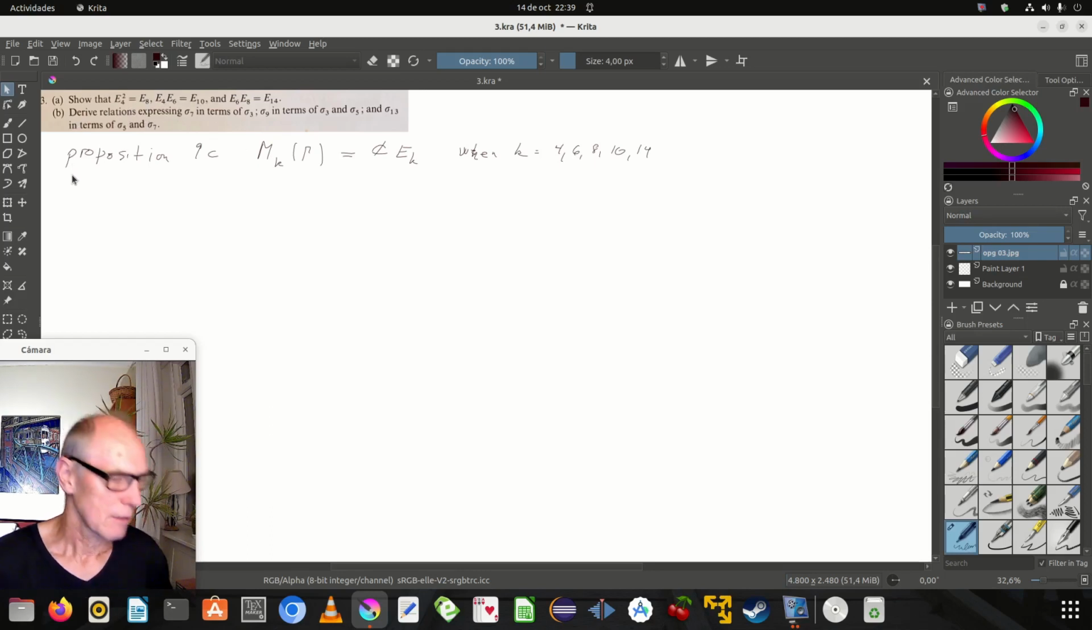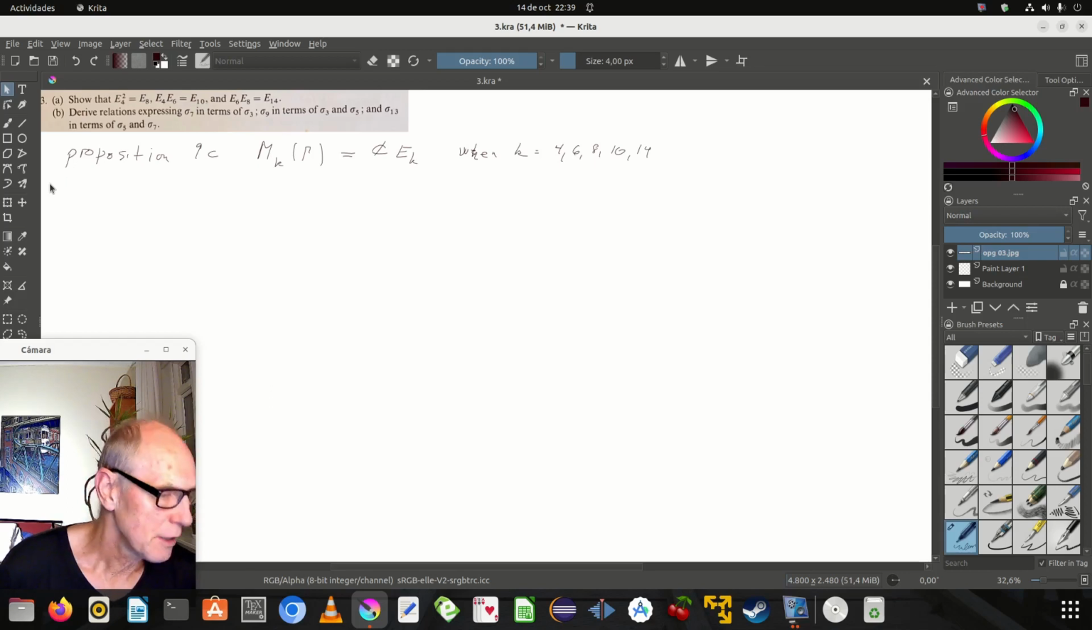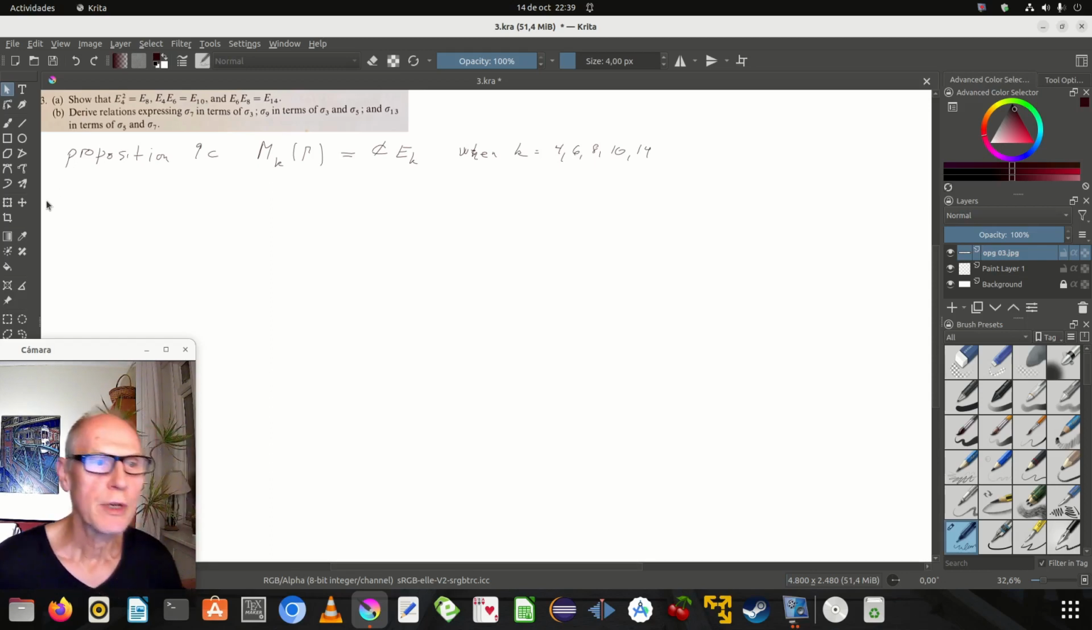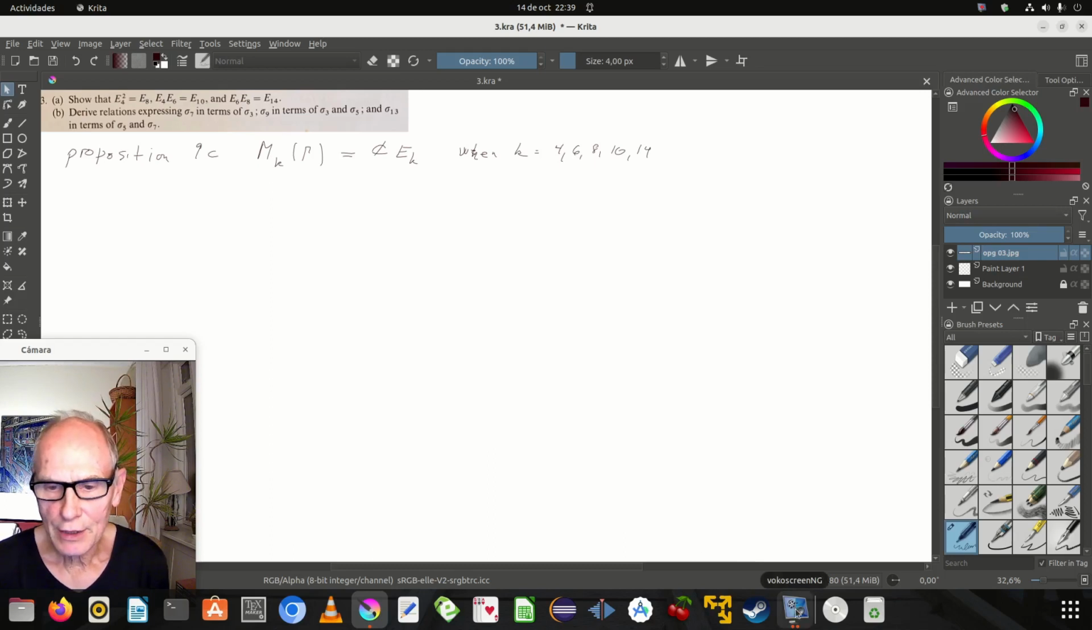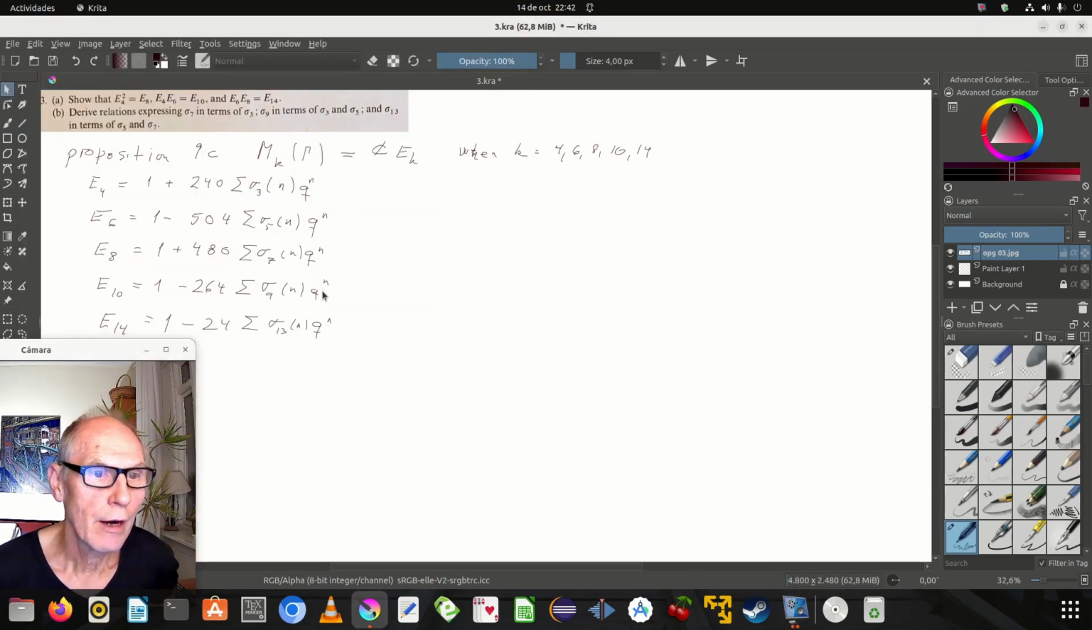And then for question B, we must use the expressions on page 111. I'll just pause and write them. Here they are. Squaring E4, or just consider it a function of q.